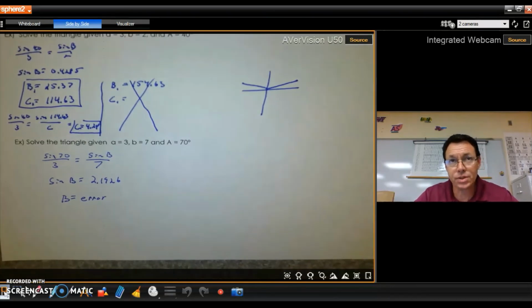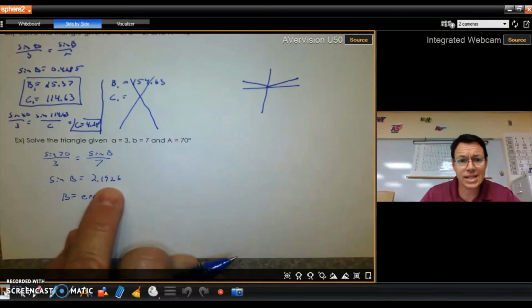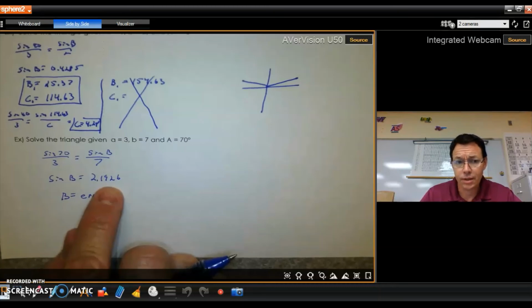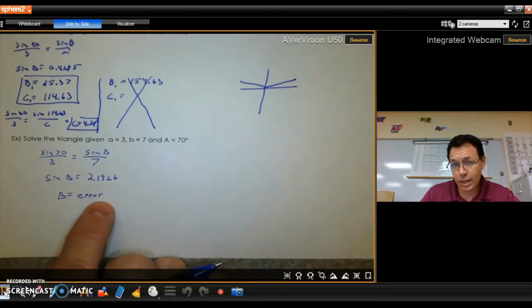It'll say error, it'll say domain error a lot of times. So here's what's going on. There is no angle that has a sine value bigger than 1. Okay? And the values we got were bigger than 1, and so we're going to get an error message.